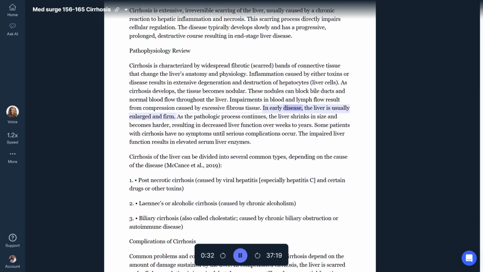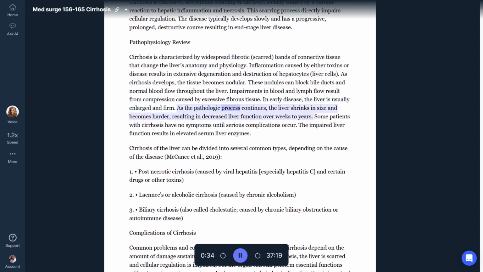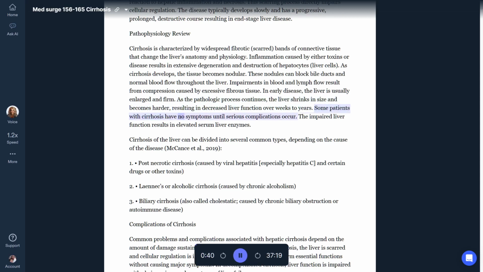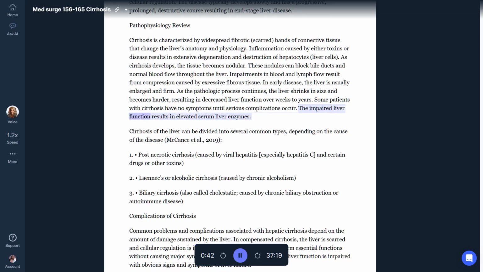In early disease, the liver is usually enlarged and firm. As the pathologic process continues, the liver shrinks in size and becomes harder, resulting in decreased liver function over weeks to years. Some patients with cirrhosis have no symptoms until serious complications occur. The impaired liver function results in elevated serum liver enzymes.